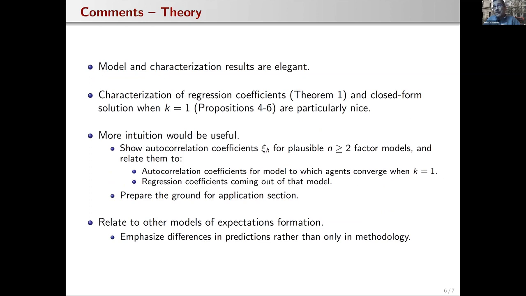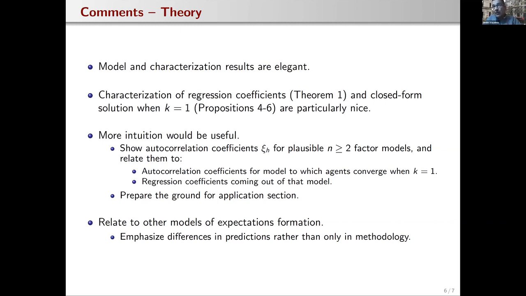So I think that the model and the characterization results are very simple conceptually and very elegant. Of course, there is quite a lot of math behind them. It's nice results, especially the characterization of the regression coefficients in Theorem 1, which shows how the coefficients in the Fama and the momentum regressions relate to the autocorrelation function. And they also get closed form solutions when k is equal to 1, which are particularly nice as well.